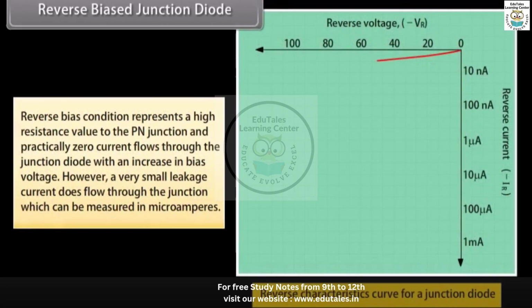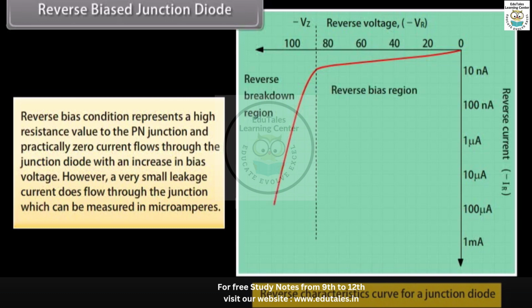Reverse bias condition represents a high resistance value of the p-n junction, and practically zero current flows through the junction diode with an increase in bias voltage. However, a very small leakage current does flow through the junction, which can be measured in microamperes.